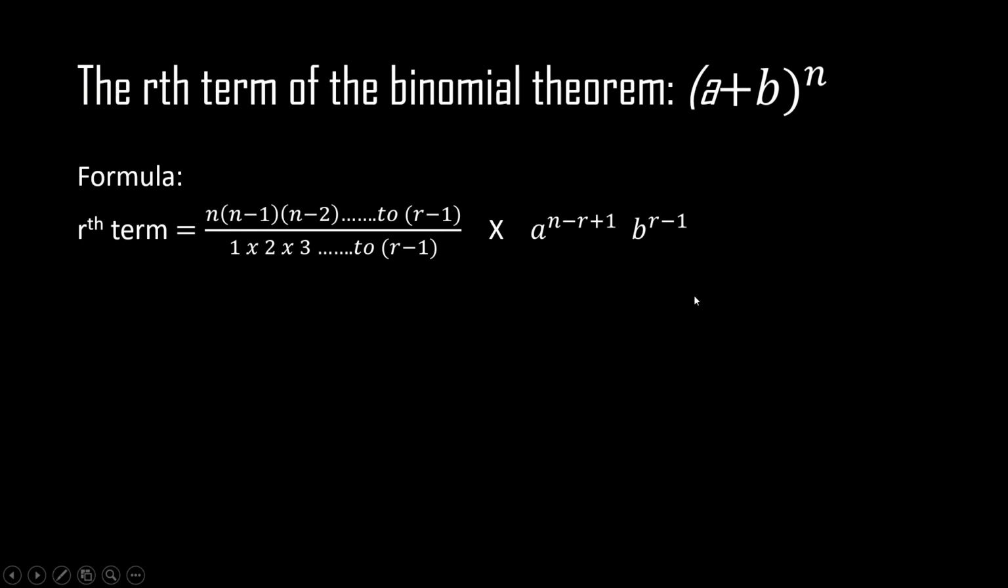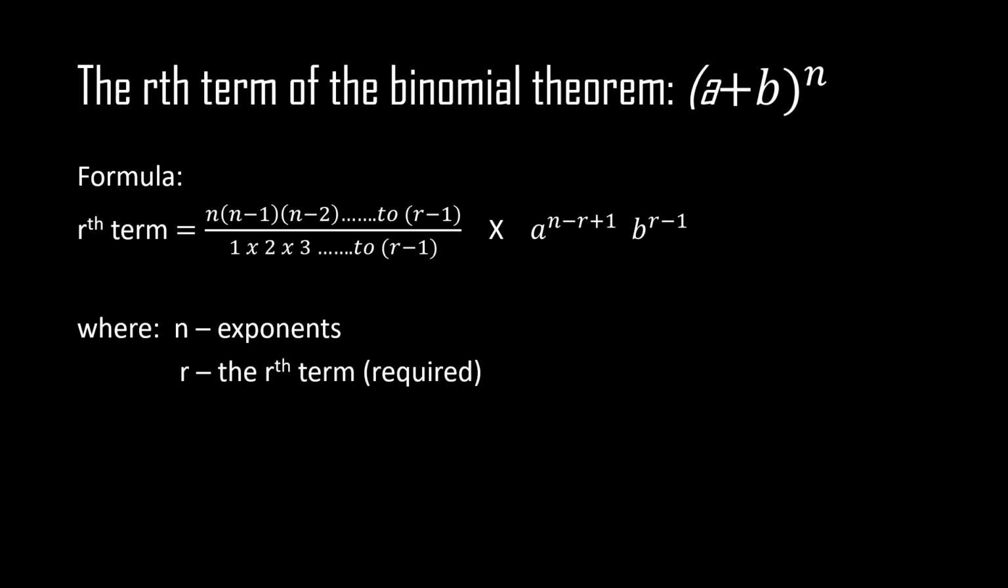So how does this work? In this formula, n is the exponent, and r is the rth term, or the required term that we are going to find in a problem. Then a is the first term of the polynomial and b is the second term. So n is the exponent and r is the rth term that we are going to find.